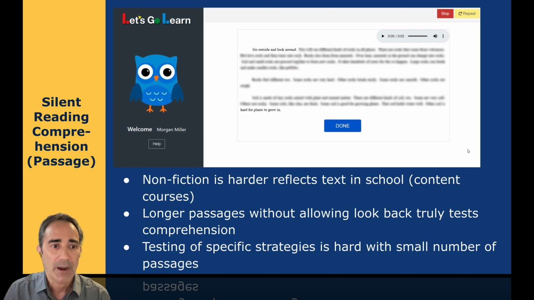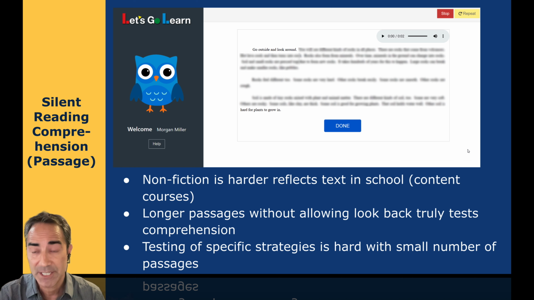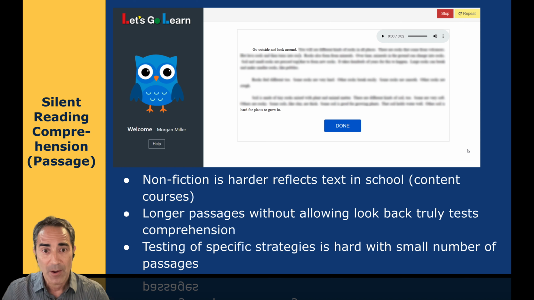All right, the final one is silent reading comprehension. We call it silent reading comprehension because students read a passage silently, and then when they're done, the passage goes away, and then they have to answer questions about it. Our passages are nonfiction, and they get longer as the grade level goes up.